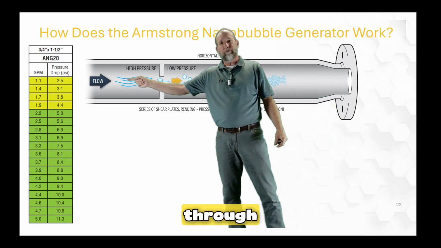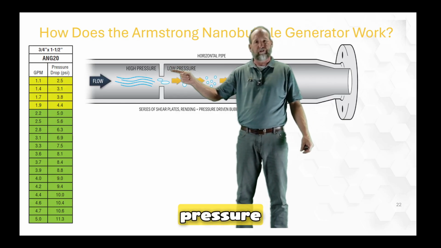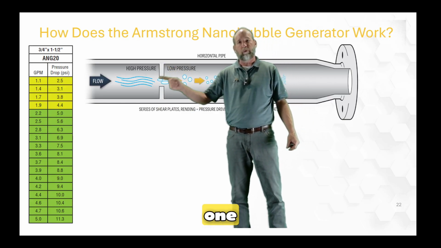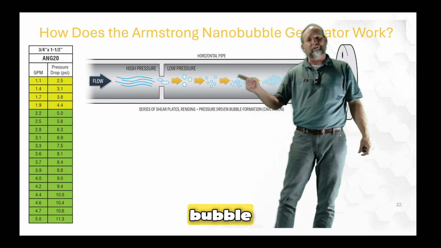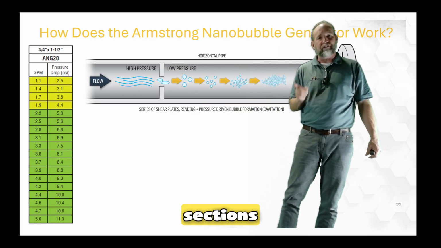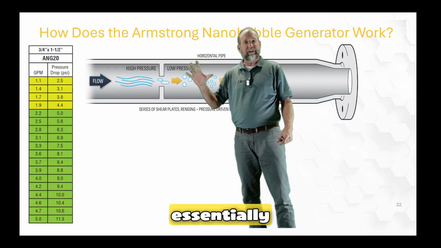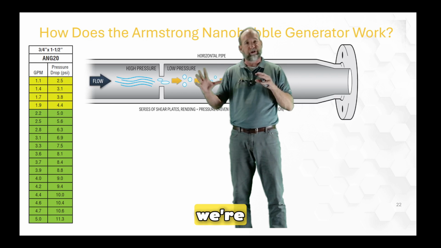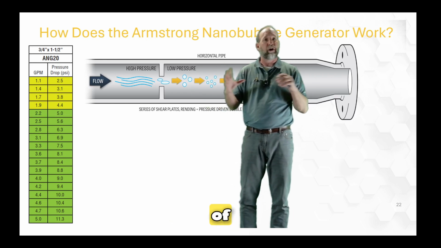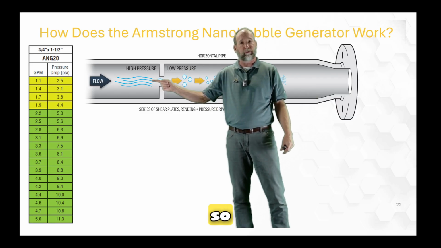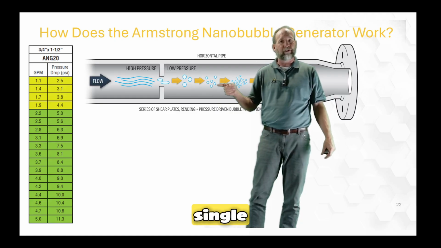As they travel through here in the water, they go through these high pressure zones and these low pressure zones. So this cutaway is showing you one of the pressure zones, but throughout this longitudinal section of this nanobubble generator, there's multiple sections that have different size holes and different size orifices. And essentially what we're doing is we're cavitating and we're shearing that air, okay? We're changing the physical properties of the water. And that's all we're doing is we're shredding those bubbles and making them smaller and smaller with every single pass.